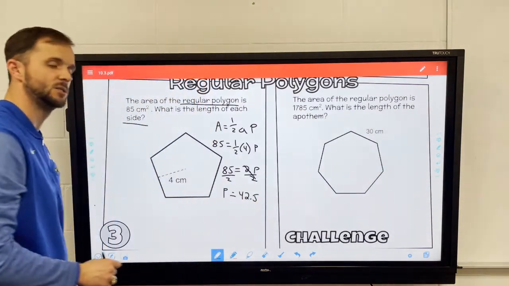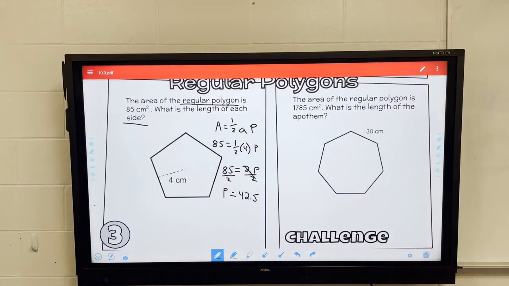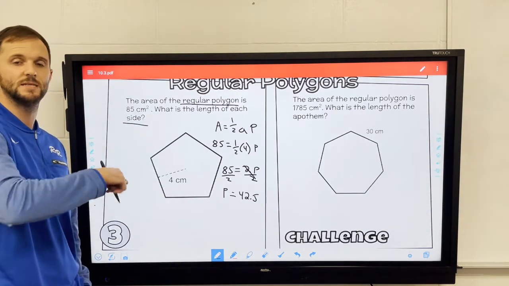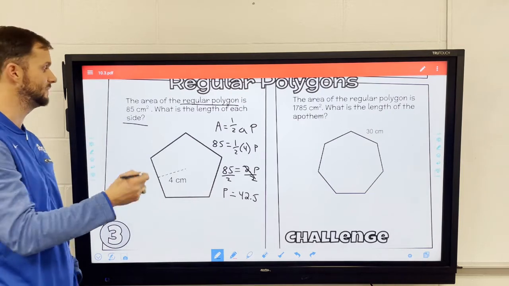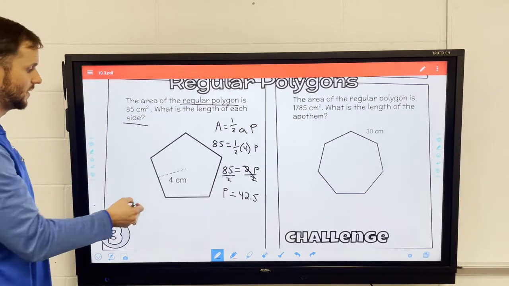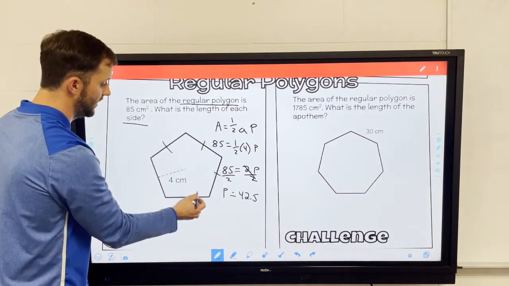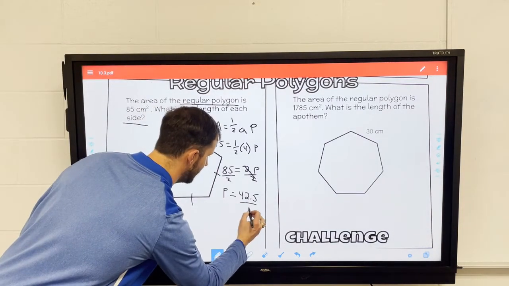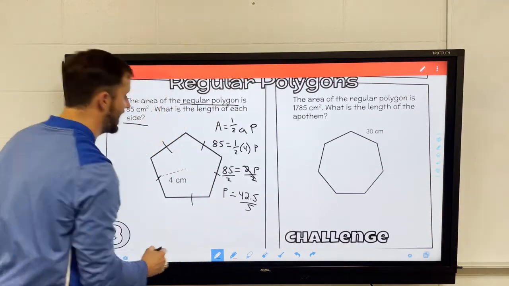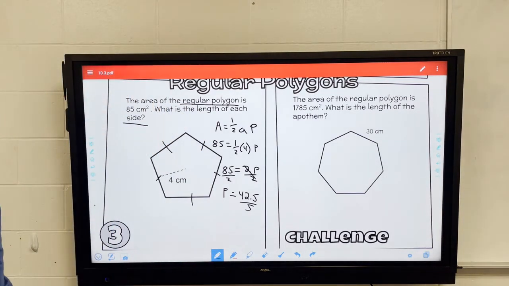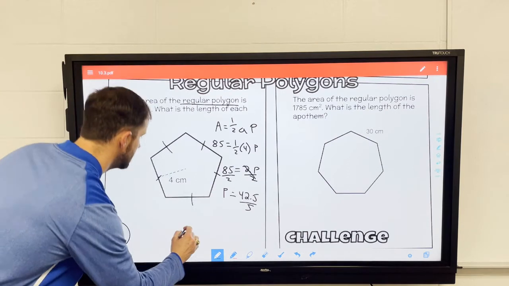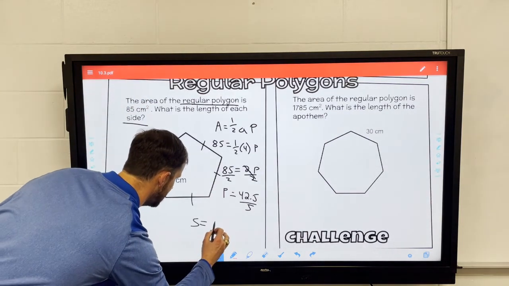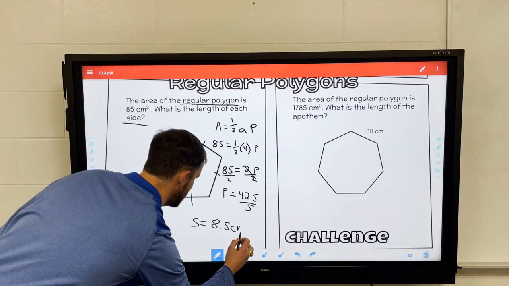42.5. Now listen, ladies and gentlemen, that is my perimeter. You guys got to remember, the perimeter is the addition of all of the sides. It was asking for one side. So I know there's 1, 2, 3, 4, 5 sides. So that means I need to take 42.5 and divide it by the number of sides to get one side length. So 42.5 divided by 5 is going to end up giving me 8.5. So one side length is going to equal 8.5 centimeters.